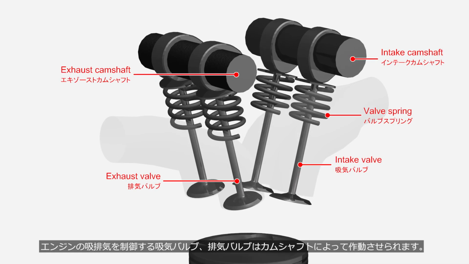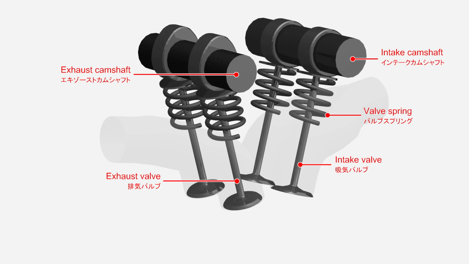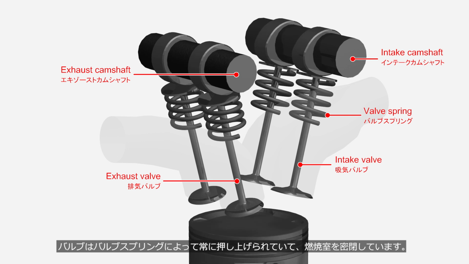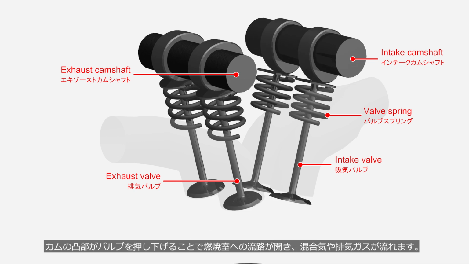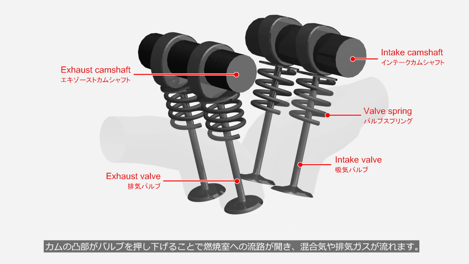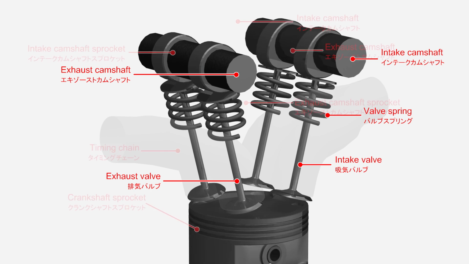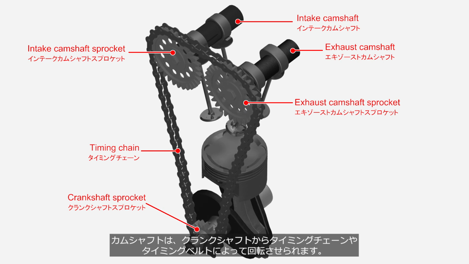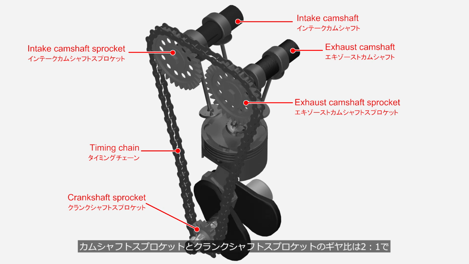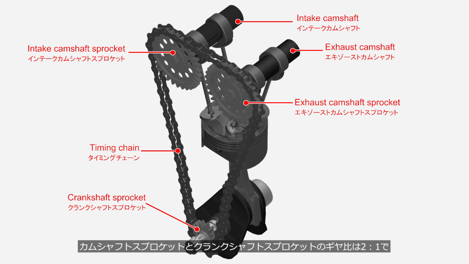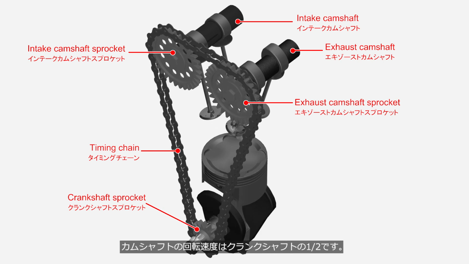The intake and exhaust valves, which control the engine's intake and exhaust, are operated by the camshaft. The valves are constantly pushed up by valve springs, sealing the combustion chamber. When the cam lobe pushes the valve down, the passage to the combustion chamber opens, allowing the air-fuel mixture or exhaust gases to flow. The camshafts are driven to rotate from the crankshaft by a timing chain, or timing belt. The gear ratio between the camshaft sprocket and the crankshaft sprocket is 2:1, resulting in the camshaft rotating at half the speed of the crankshaft.